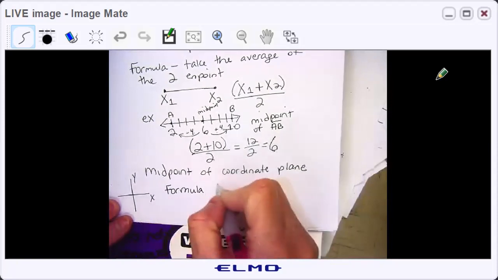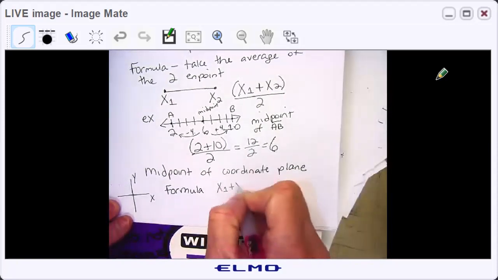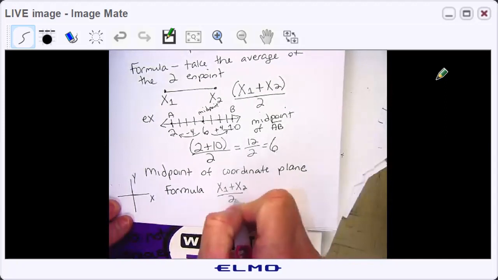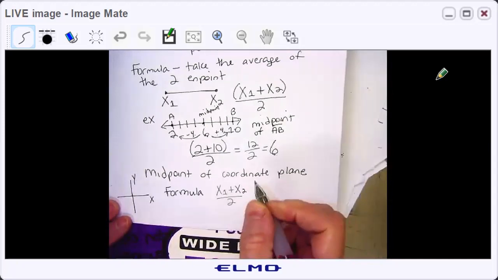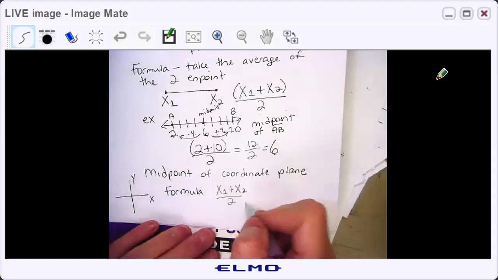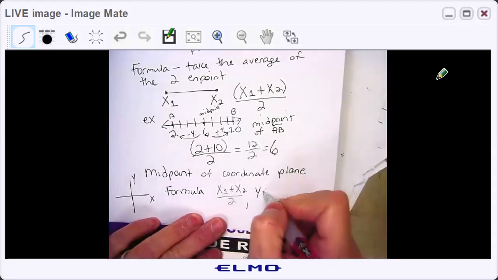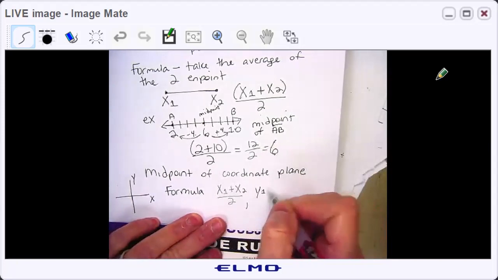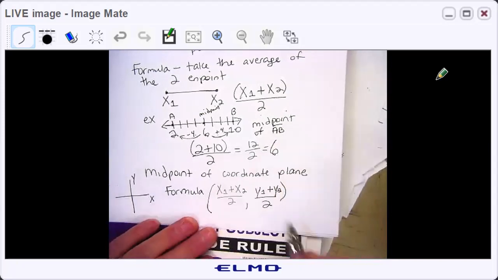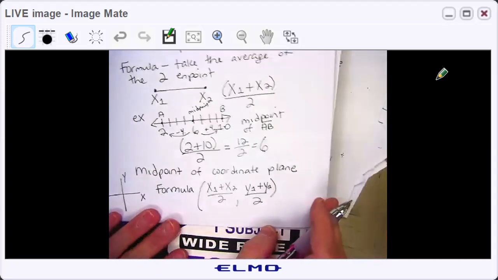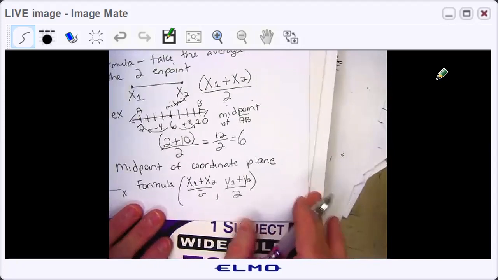So the formula is X sub 1 plus X sub 2 over 2, kind of like what we started with when we did midpoint on the number line, but we also have Y's to deal with. So we're going to do it a second time with the Y coordinates. The Y's are the second number in the parentheses. So Y sub 1 plus Y sub 2 also over 2. And again, this is going to give us an answer that is a coordinate answer.